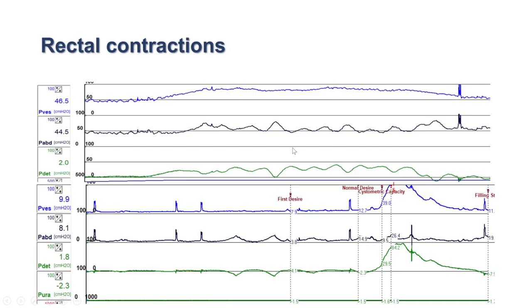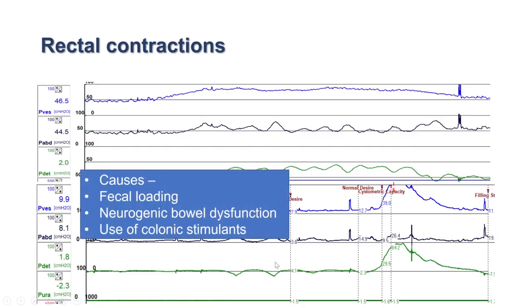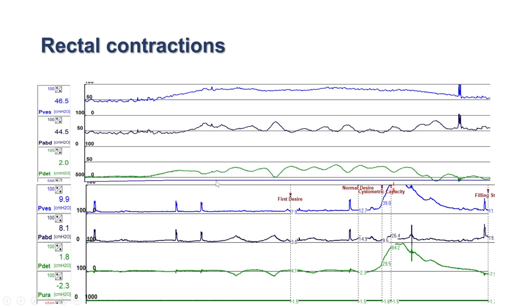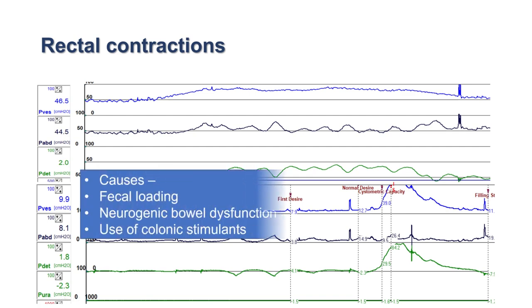Rectal contractions can happen because of many reasons like fecal loading, neurogenic bowel dysfunction, and use of colonic stimulants, and they can sometimes complicate the interpretation. So we have to be mindful, check the movement of the P vesicle graph, and make our interpretation semi-manually.